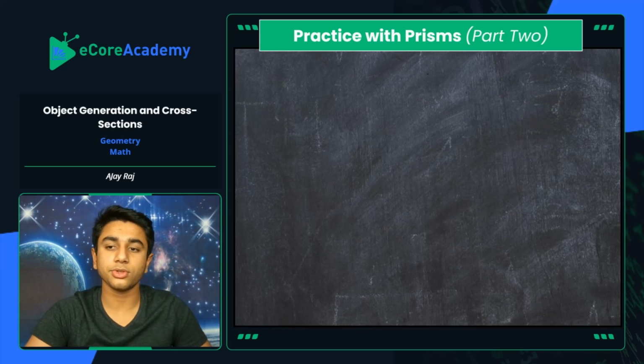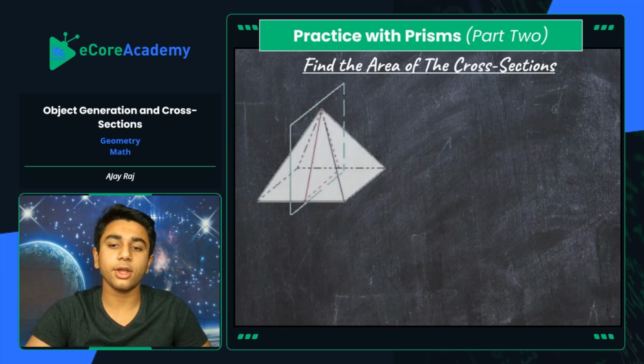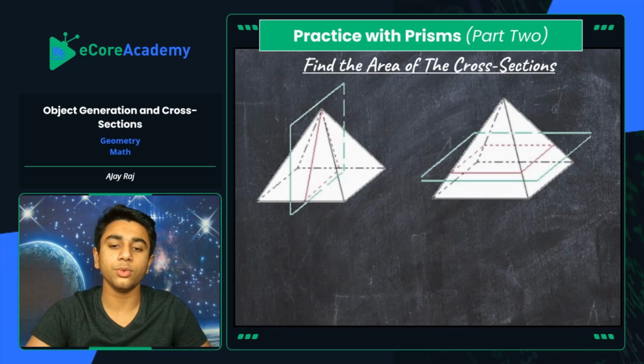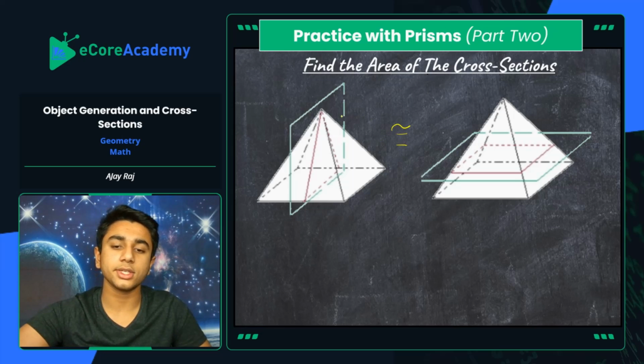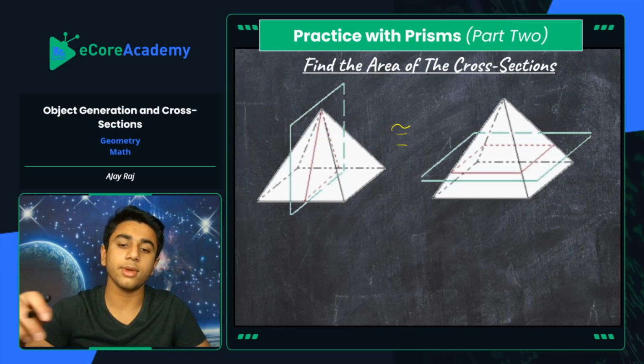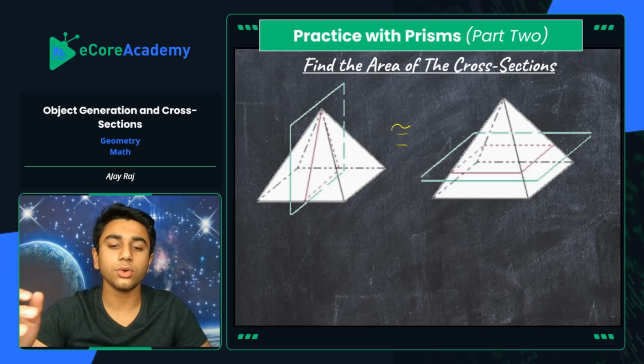So this is practice with prisms part 2, and we're going to find the area of the cross sections of these 2 pyramids. So these are the same pyramids. So I'll write that these 2 pyramids are congruent. And all we're looking for is the area of this given triangle. This given triangular prism is shown in the center. So I'm going to give you some values here, and you're going to be able to calculate what those values are and actually calculate the area of your cross sections.